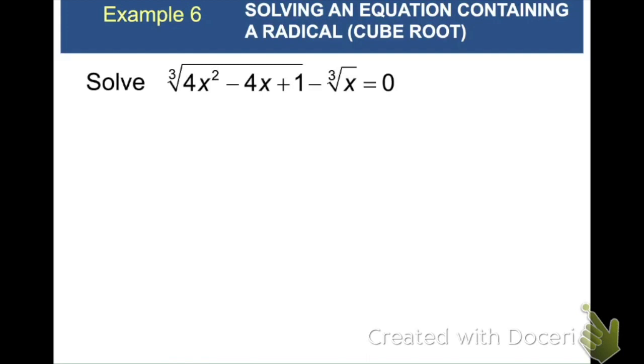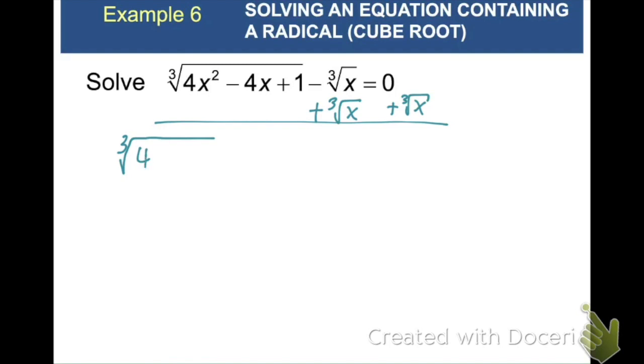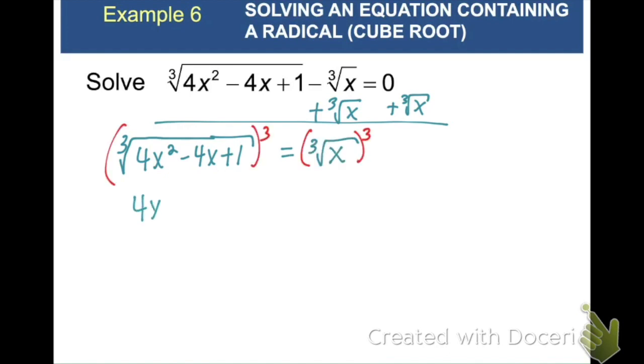In our next example, we have cube roots going on. So eventually, we'll be raising both sides to the 3rd power, since that is the inverse operation of a cube root. But first, we need to isolate our radicals. So we're going to move the cube root of x over to the right side. And now we're going to raise each side to the 3rd power. Again, that's because we have cube roots in this example.